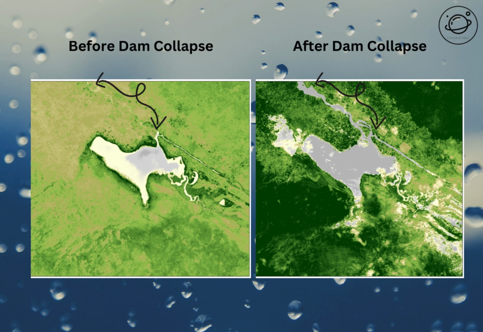The water often carries a large amount of sediment that was trapped behind the dam. This sediment can be deposited downstream, creating new sandbars, islands, or even blocking parts of the river, forcing it to change its natural course.